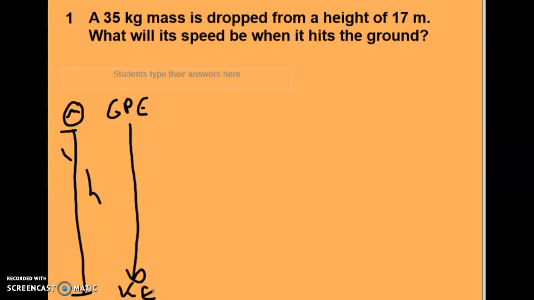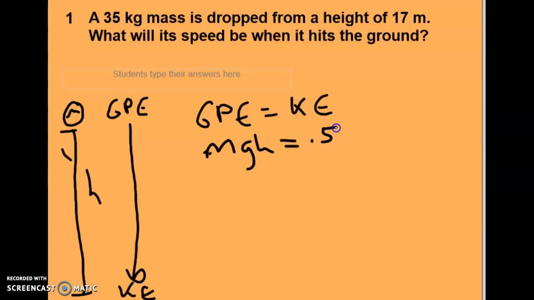So how do we work this out mathematically? We just set those equal to each other. Because the GPE at the top equals the kinetic energy at the bottom, we're going to be able to say that GPE at the top is equal to kinetic energy at the bottom. Let's write our formulas. GPE at the top is mgh, which will be equal to 0.5 mv squared at the bottom. So what I'm showing is that the GPE at the top is equal to the kinetic energy at the bottom.